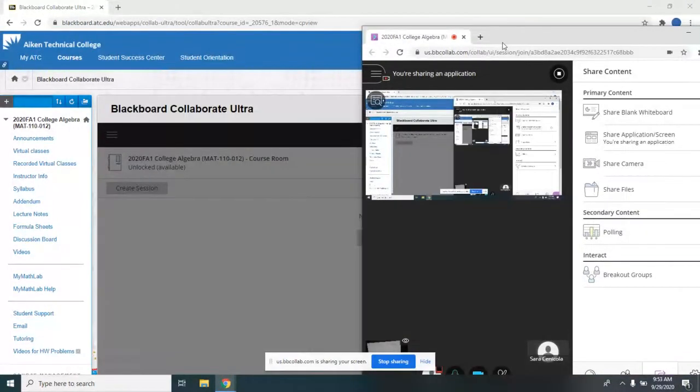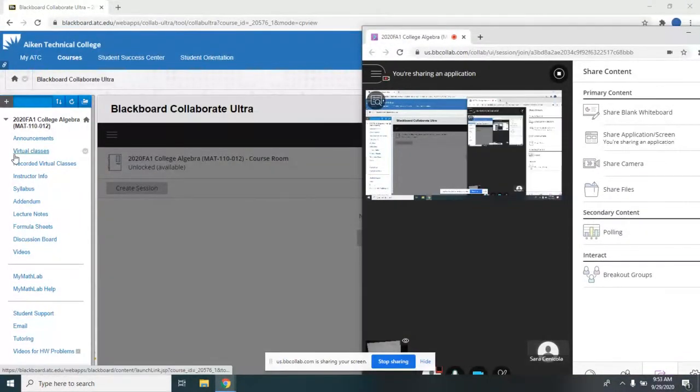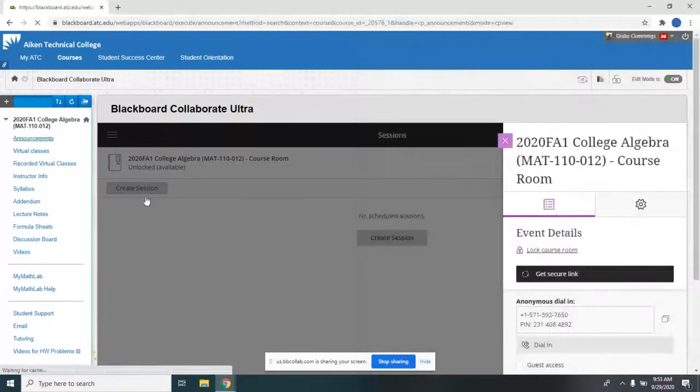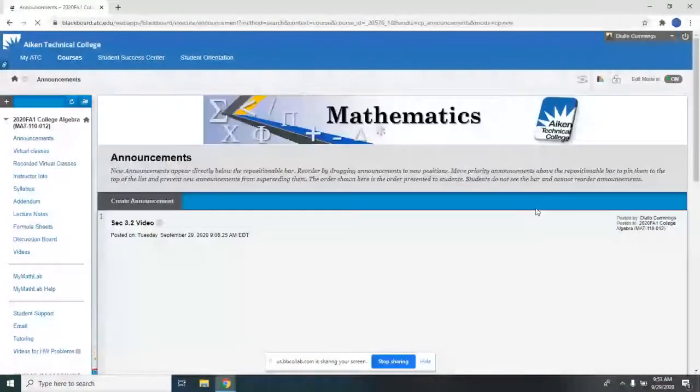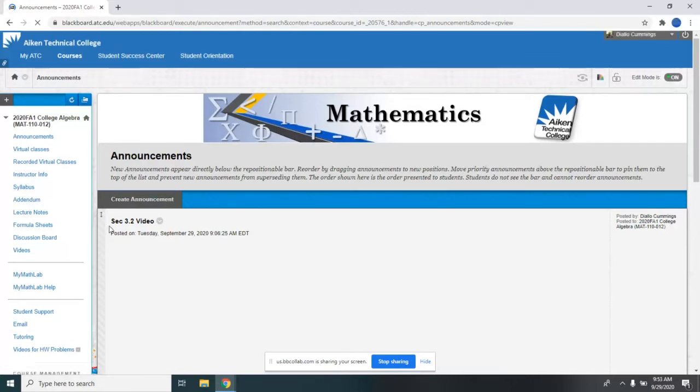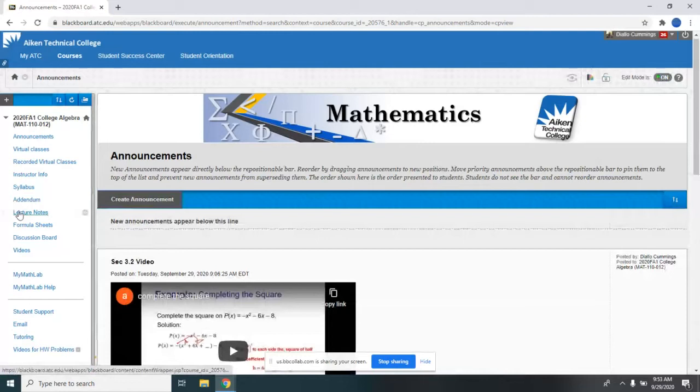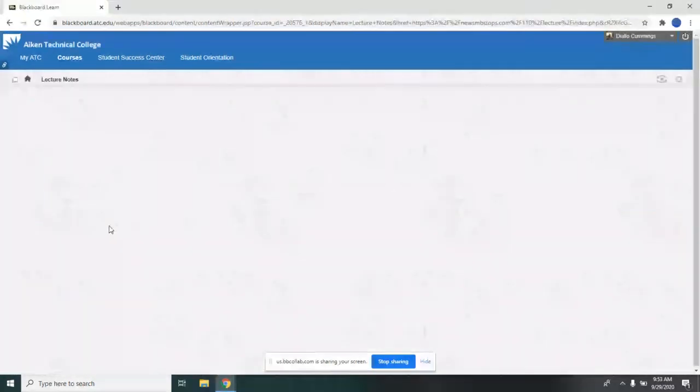In the announcement section, there is a video, and let's see if it'll actually bring up that announcements page. But on the announcements page, there's a video for section 3.2, and it's over completing the square. All right, so it should be here once everything loads up. I'm going to go into lecture notes, and I'm going to pull up the section 3.1 and 3.2 set of notes.